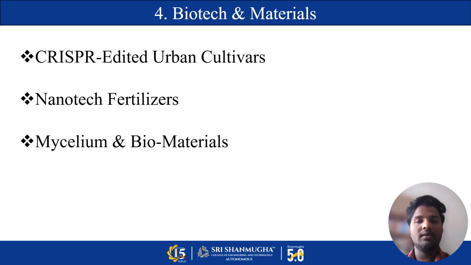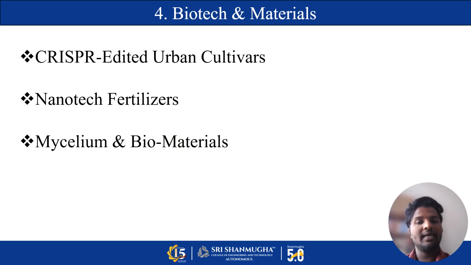The fourth one is biotechnology and materials. Advanced materials play a role in urban horticulture. This is the molecular upgrade to horticulture, focusing on the genetic and material composition of the farm.